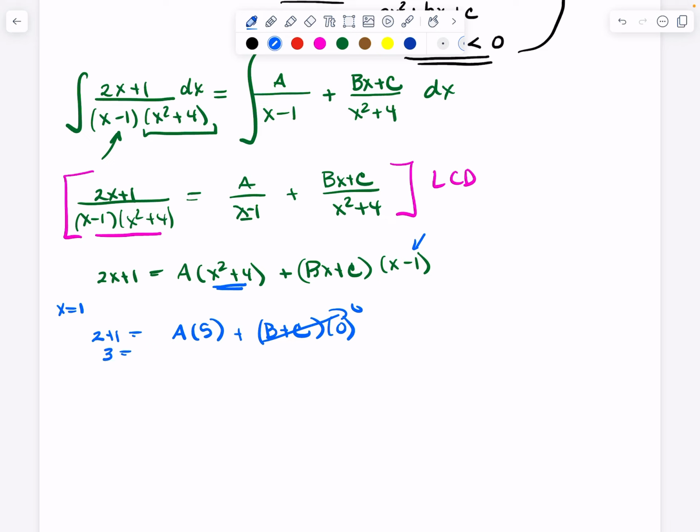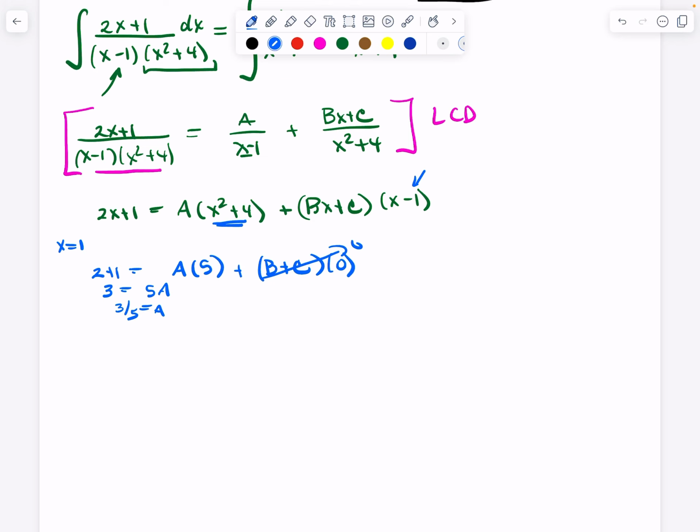So what we got here was a is equal to 3/5. That's cool. All right, so we have to think of a different x value. Let's try 0. 0 is always nice, or often nice. So if we plug that in on the left, we get 1. And on the right, we get 4a, and then that piece zeroes out, so c times -1. So we have 1 equals 4a minus c.